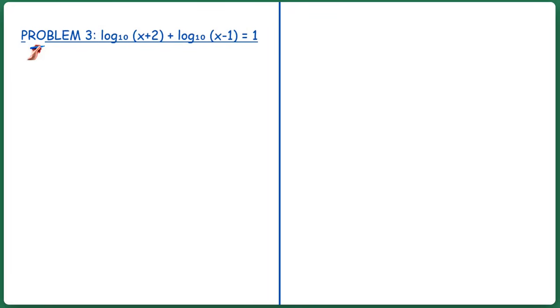Problem 3. Log base 10 of x plus 2 plus log base 10 of x minus 1 equals 1. 8 steps. Step 1.